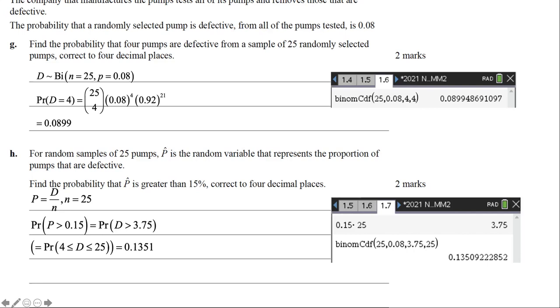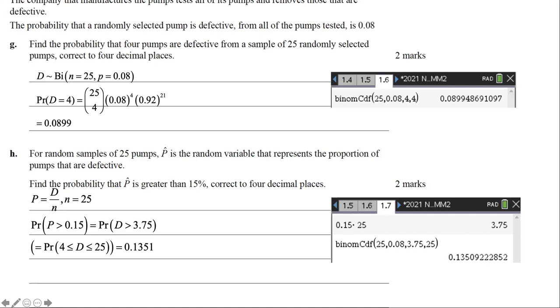We want to find the probability that 4 pumps are defective. So x equals 4. From a sample of 25, n is 25. Correct to 4 decimal places. Let's say D is a binomial distribution, n equals 25, p equals 0.08. So when D equals 4, the probability is 25 choose 4 times 0.08 to the power of 4 times 0.92 to the power of 21. Of course, once you identified it's a binomial distribution, it's not necessary to write this one here. But I just want to make sure my answer is comprehensive.